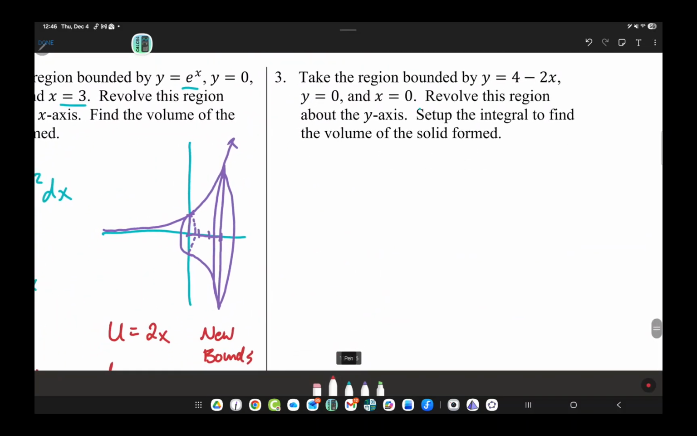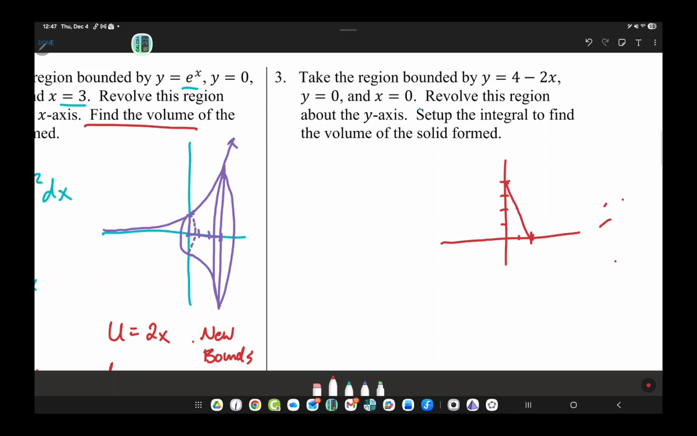The thing about this question is what it actually asks for. It just asks us to set up the integral. It does not say solve it or find the volume. It just says set up the integral to find the volume, but it doesn't say find the volume. The last one did say find the volume. So here we have a function that is 4 minus 2x. So 1, 2, 3, 4, going down 2 over 1.